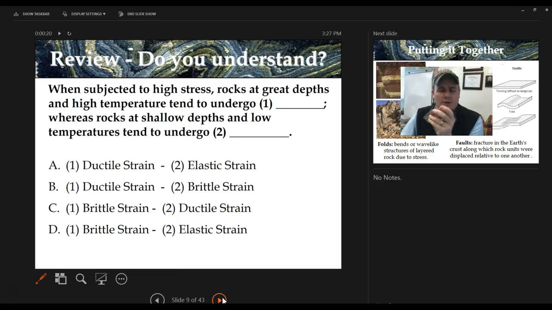Let's do a quick review question here. When a rock is subjected to high stress and high temperatures, they tend to undergo what kind of strain? Ductile or brittle? Now hopefully you remember that if it's high temperatures and high stress, it's going to be more apt to do what we call a ductile deformation or ductile strain, whereas shallow depths and low temperatures tend to undergo more of a brittle strain. So the right answer on this one is B here, ductile strain and brittle strain. This is kind of getting you to make sure you understand the topic.